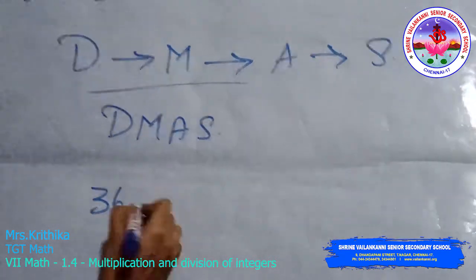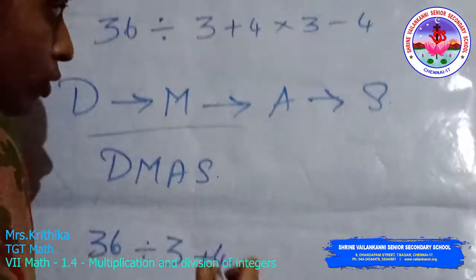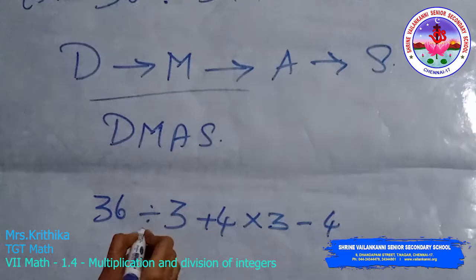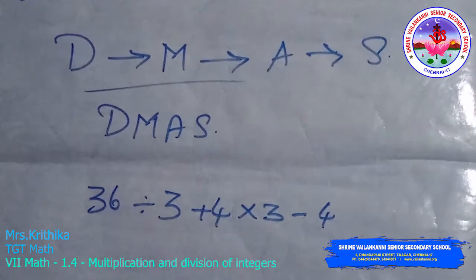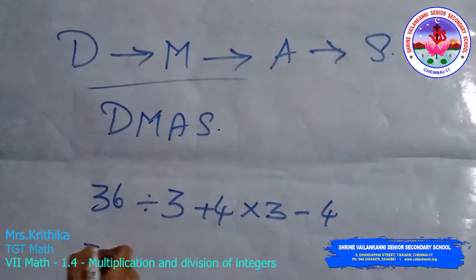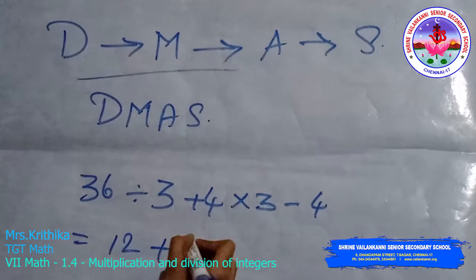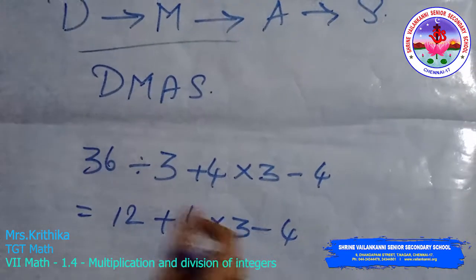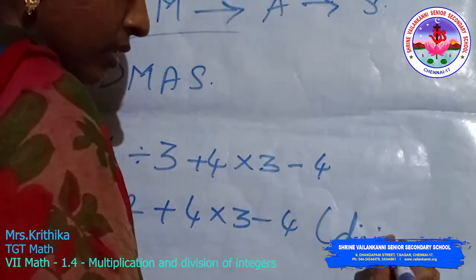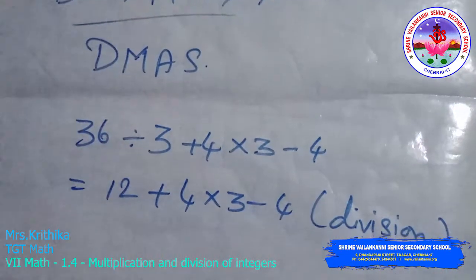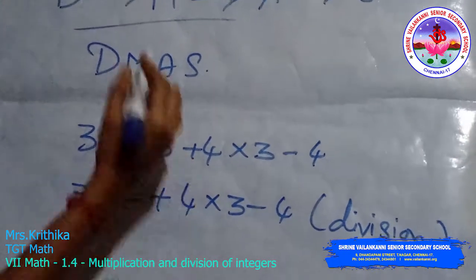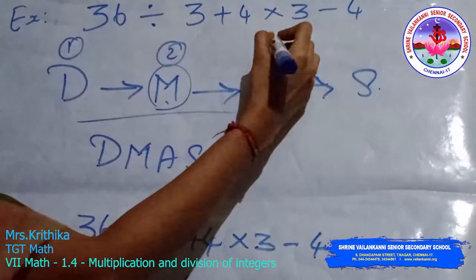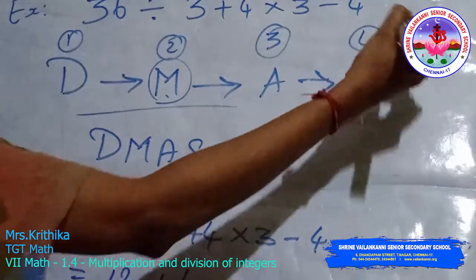36 divided by 3 plus 4 into 3 minus 4. First priority goes to division. 36 divided by 3, how many times? 12 times. Plus 4 into 3 minus 4. That is division. Next priority goes to multiplication. Division is first, multiplication is second, addition is third, and the fourth one is subtraction.